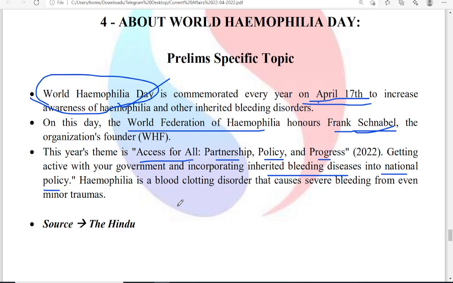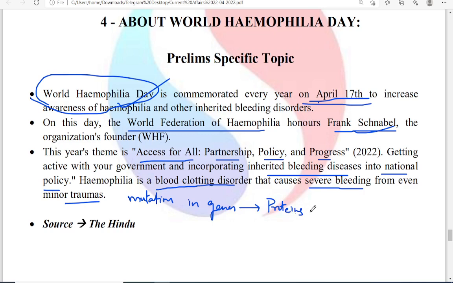We'll see. Haemophilia is basically a blood clotting disorder that causes severe bleeding even in minor traumas. This is basically caused by a mutation in genes. Mutation means a change, a change in genes at the genetic level. Coagulating proteins play the leading role in the clotting of the blood.